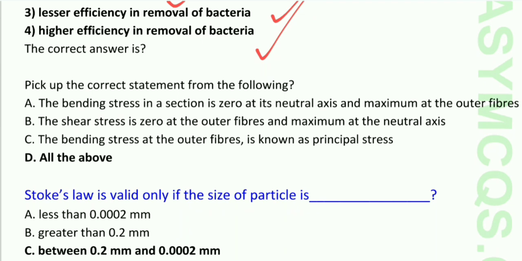Pick up the correct statement from the following. A: The bending stress in a section is zero at its neutral axis and maximum at the outer fibers. B: Shear stress is zero at the outer fibers and maximum at the neutral axis. C: Bending stress at the outer fiber is known as principal stress. All of the above are right.